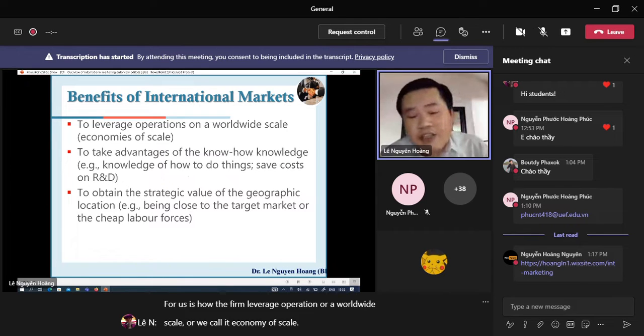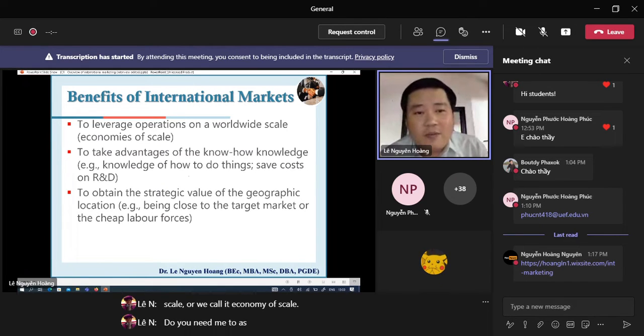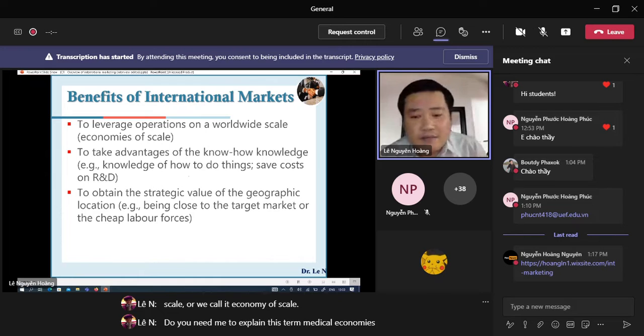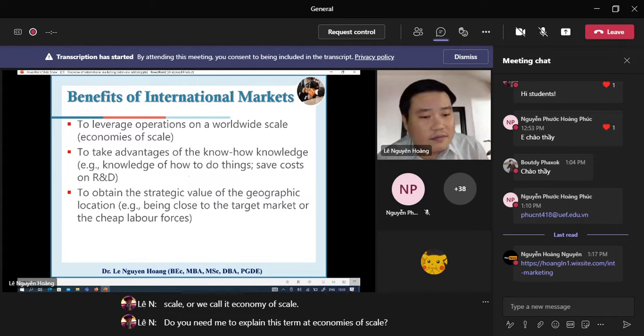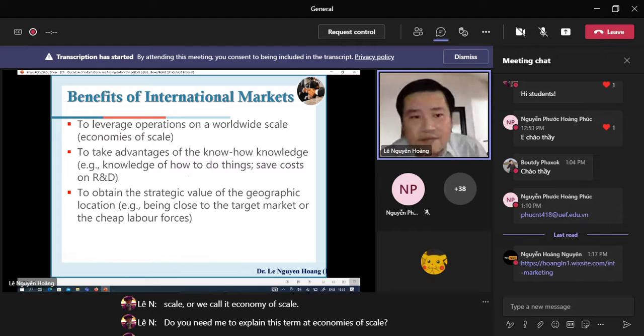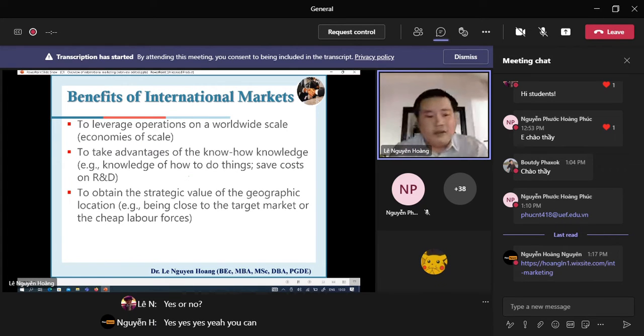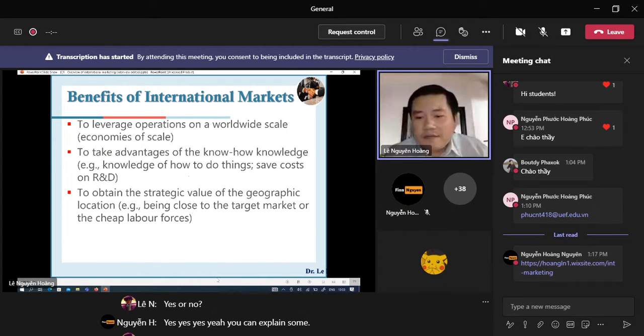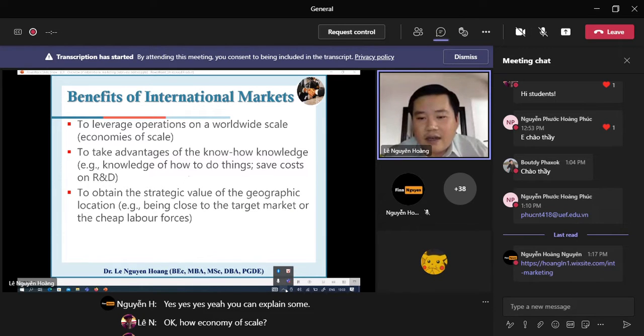Do you need me to explain this term, economies of scale? Yes or no? Yes. You can explain some. Okay. Economy of scale. Let's see how I can explain it.